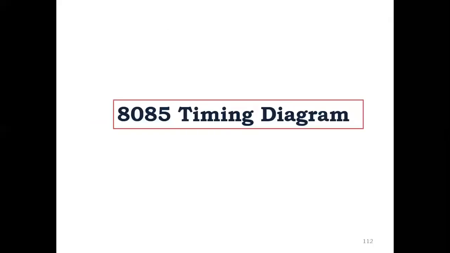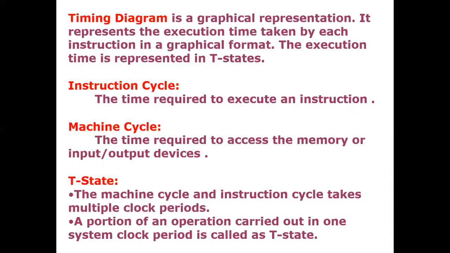8085 timing diagram. A timing diagram is a graphical representation. It represents the execution time taken by each instruction in a graphical format. The execution time is represented in T states. So this is the concept. Here we need to know 3 cycles. First, the instruction cycle: the time required to execute a particular instruction is called the instruction cycle.